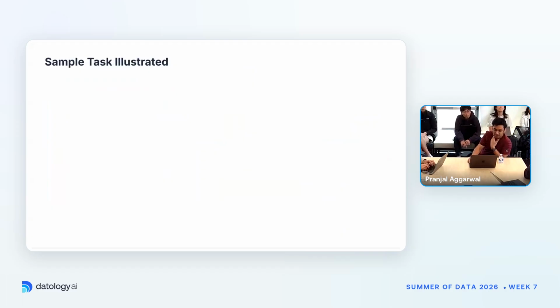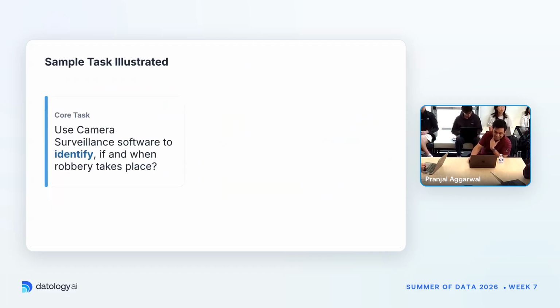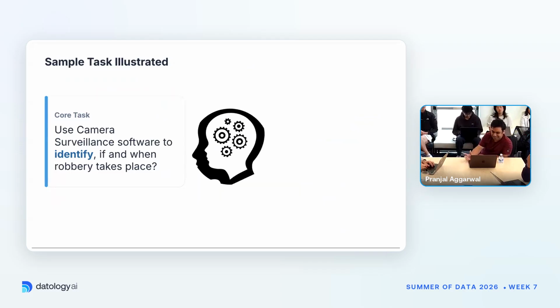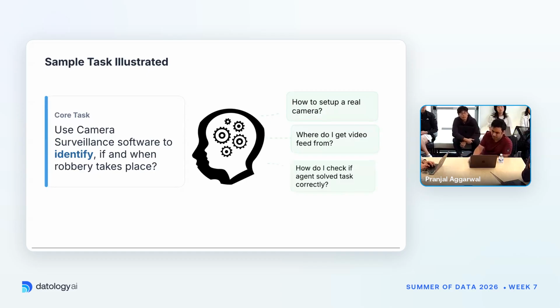But yeah, maybe I can show an example of a sample task. This is obviously cherry picked, so this is a good example. The task is basically you have this camera surveillance software and there's a live stream running, and you have to identify if and when a robbery takes place in this live stream. So if you want to really create this task, there are so many questions. How do you set up a real camera? How do you set up a real live feed? Where do I get this video feed from? And how do I even know if the agent actually solved the task correctly or not?